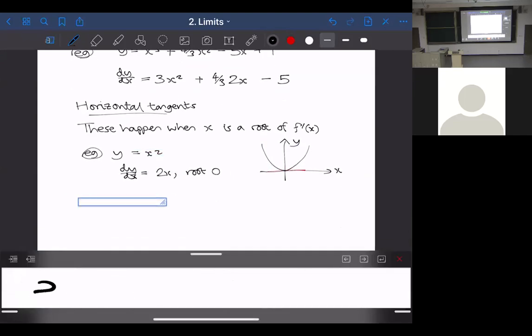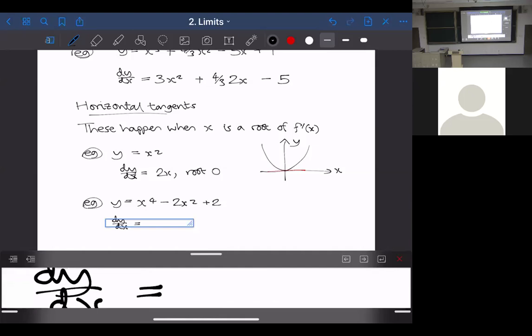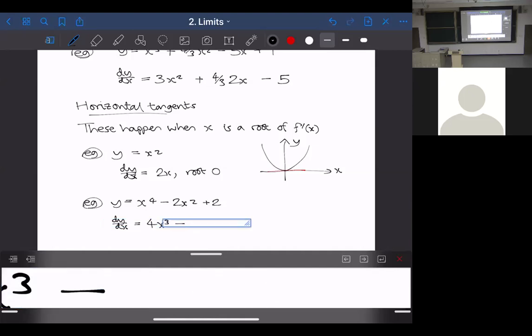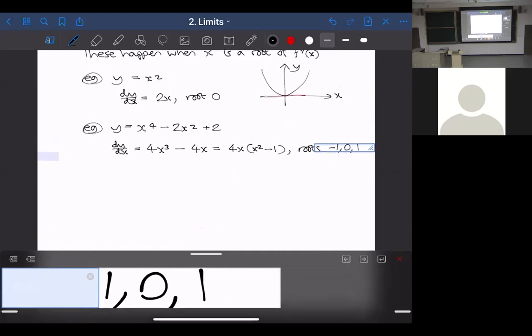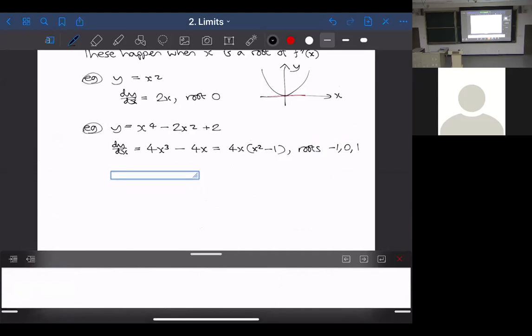Now we can see the same thing for any polynomial. So x to the 4 minus 2x squared plus 2, and then dy by dx is 4x cubed minus 4x. And we can factorize this like so and see that the roots are minus 1, 0, and plus 1. So we have horizontal tangents at these points.